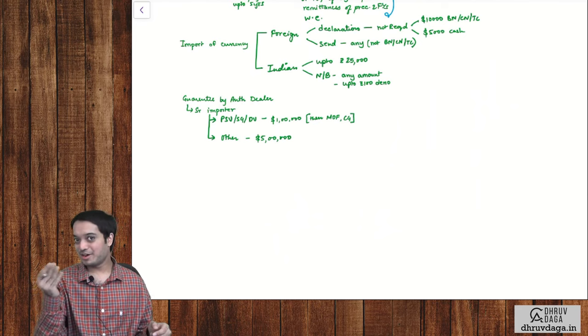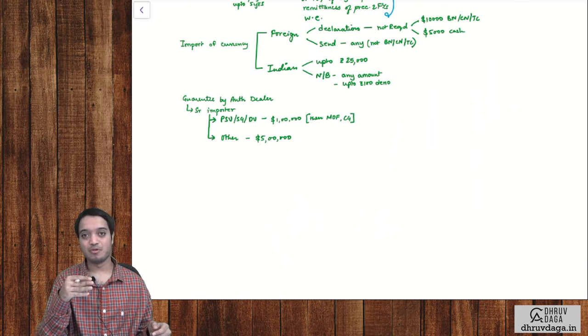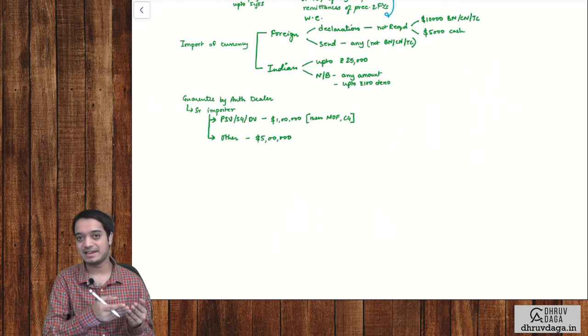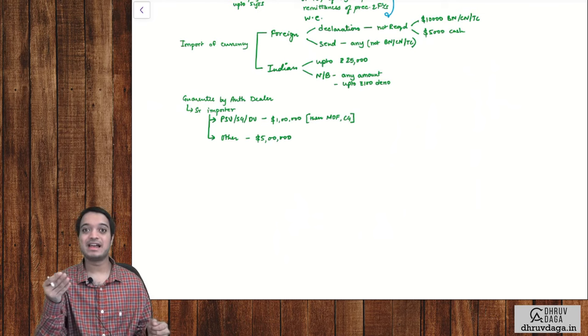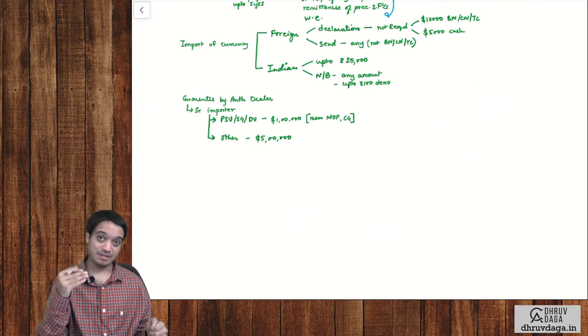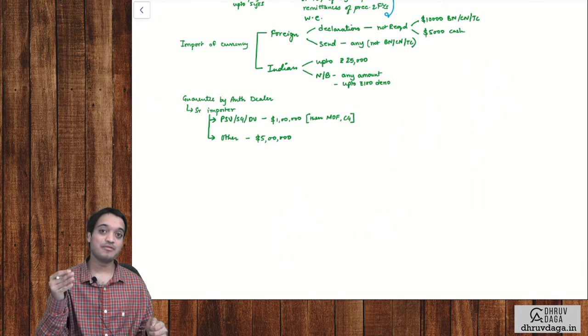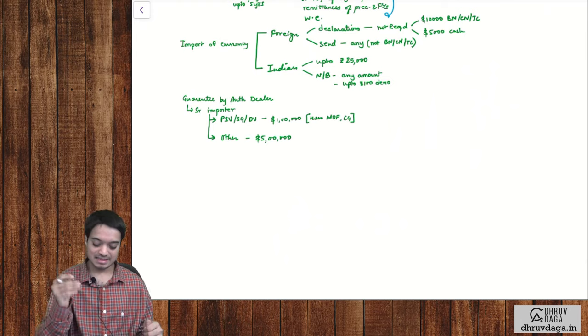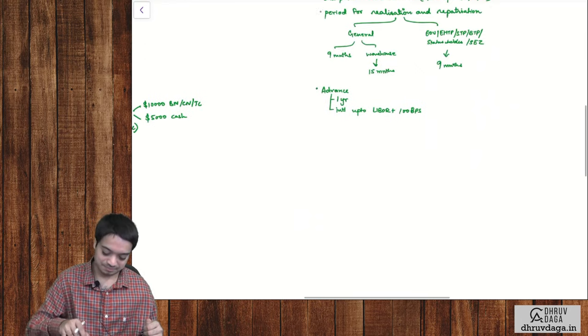Guarantees can be given by authorized dealers. There are certain service importers for which guarantees can be given by authorized dealers. The first guarantee can be given for a public sector undertaking, a departmental undertaking, or a state government. The maximum limit is $1,00,000. If you want to give more, then you require permission from the Ministry of Finance, the central government. However, if there is any other entity, then up to $5,00,000 or equivalent, it is always written in dollars, but if it is in any other currency, then the equivalent can be given.